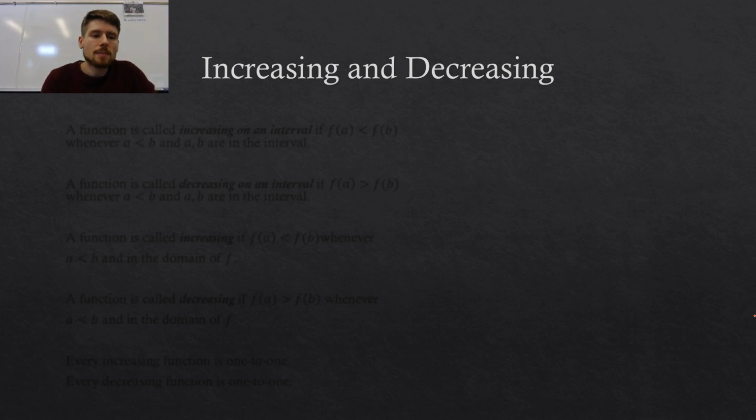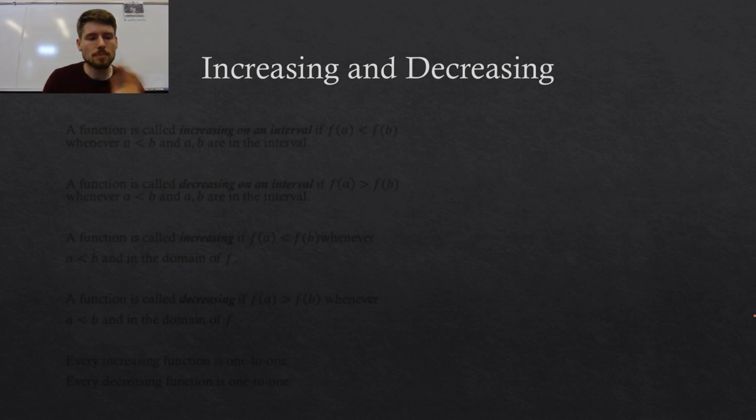So increasing means that the function gets bigger as you move to the right. As you go to the right, your function's values are increasing. And decreasing means the function's values get smaller as you go to the right instead. So they go down and to the right. And here are the mathy definitions for increasing and decreasing.